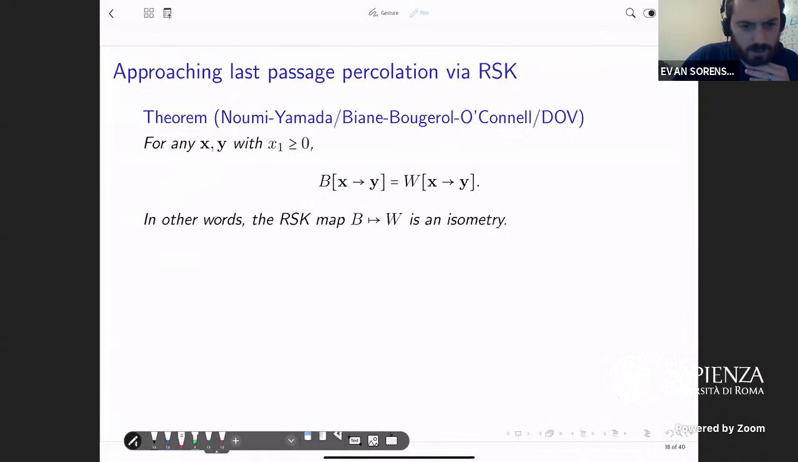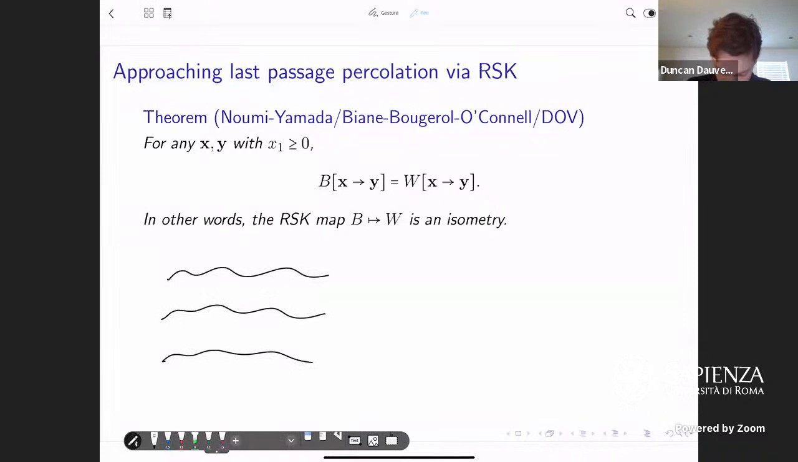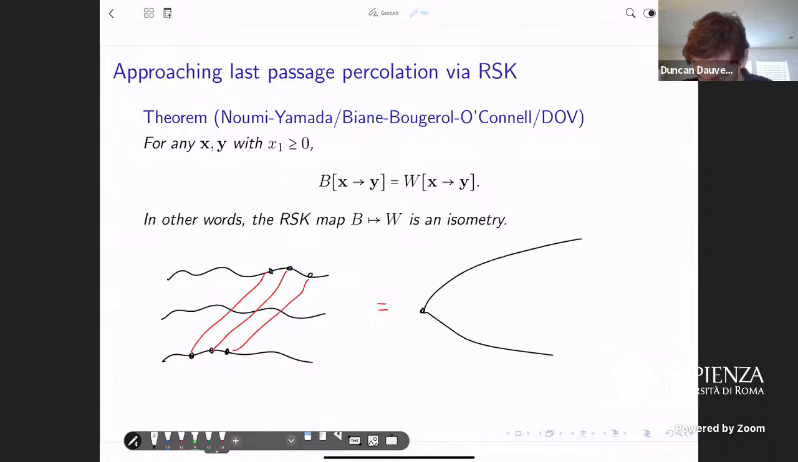Okay. So then this other fact about this RSK melon map is it's an isometry, okay? And I'm stating this in terms of it's a full multi-point isometry. So if you take arbitrary last passage values across your Brownian motions with multiple start and end points, then this is preserved when you pass to this melon.